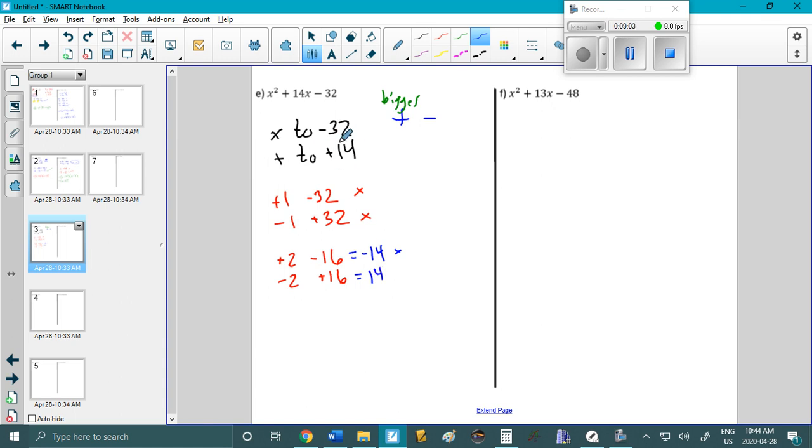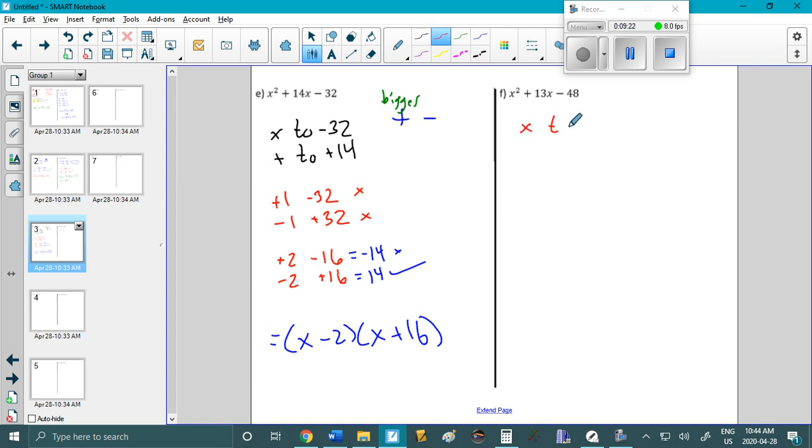And that's what we wanted. So our answer is x minus 2, x plus 16. Sweet. All right, so this is sort of the third type. So if you didn't get this one, try this one now that you've seen me do it. So please pause and try.